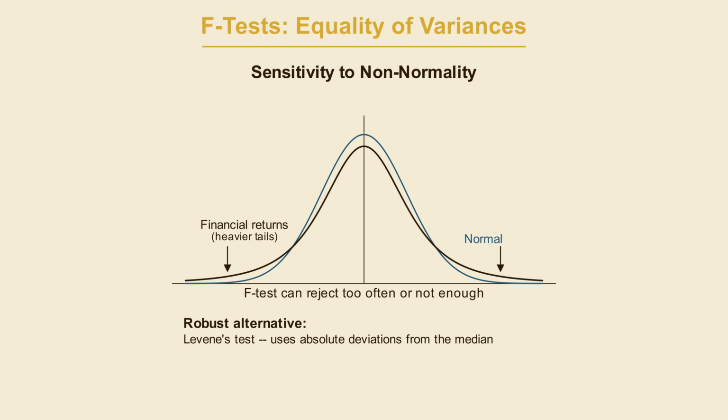For small samples especially, that sensitivity matters. There are more robust alternatives like Levene's test, which tests equality of variances using absolute deviations from the median rather than the ratio of sample variances. For large samples, the F-test is more reliable because of the central limit theorem. But it's worth knowing that the assumption of normality matters here more than it does for the t-test.